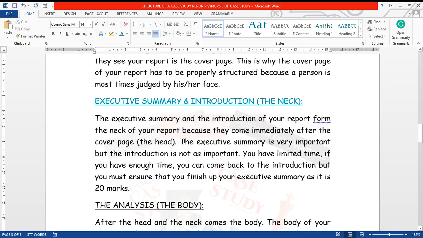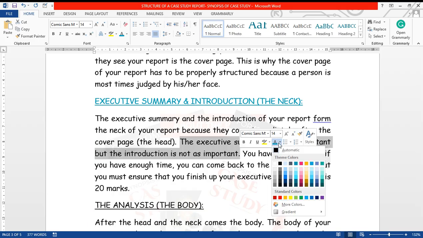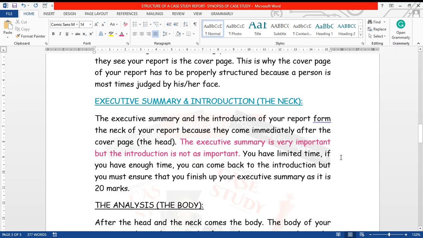And I also emphasize that the executive summary is important, but the introduction is not as important. Now, get me clearly. I'm not saying that you shouldn't do an introduction, but the executive summary is 20 marks. And this is the summary of your entire report, sort of like a snapshot of the entire report, everything you did. If you want to know what an executive summary is about, just go to my channel. I made a video on executive summary. I explained everything there, so just check it out. So the executive summary is very important because it's 20 marks, the snapshot of the entire report.